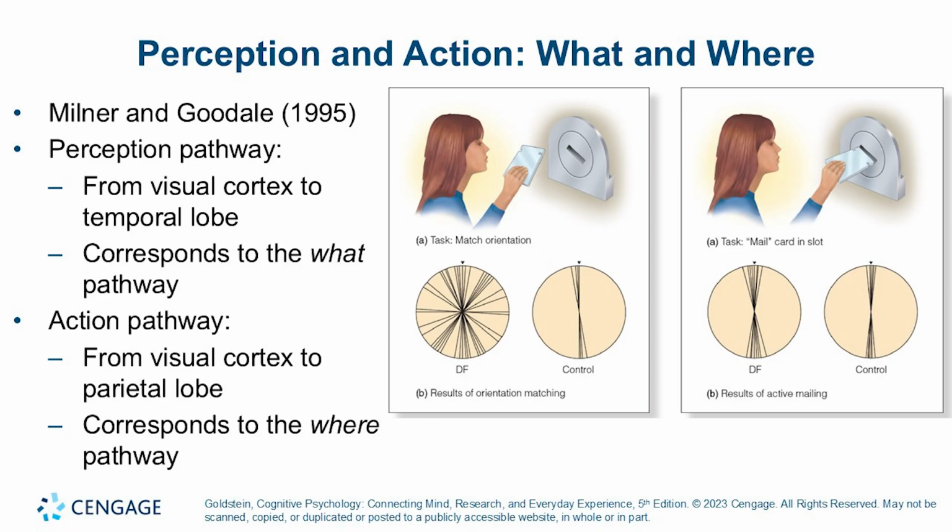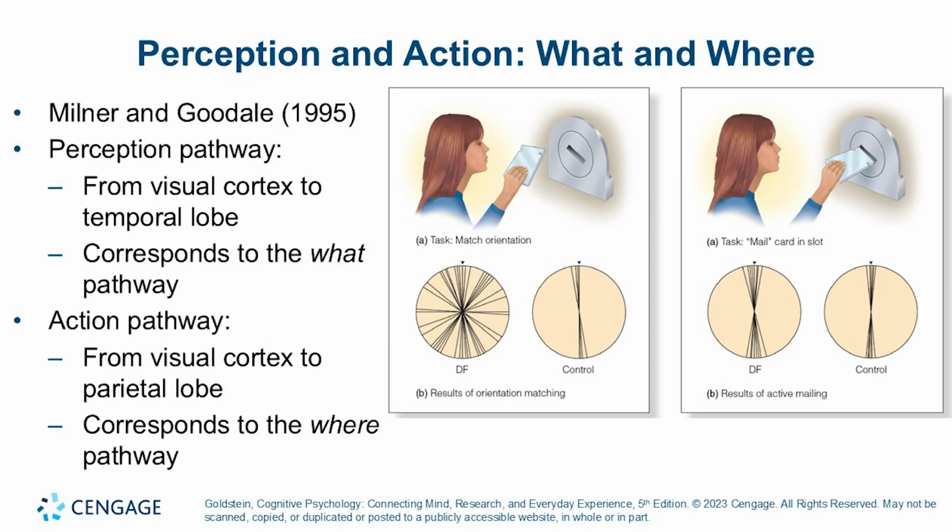And one very good such example comes to us from Milner and Goodale, who studied a patient usually referred to by their initials, DF. And this patient had a brain trauma to her temporal lobe, which disrupted her what pathway, her ability to identify objects and perceive their precise nature in space.